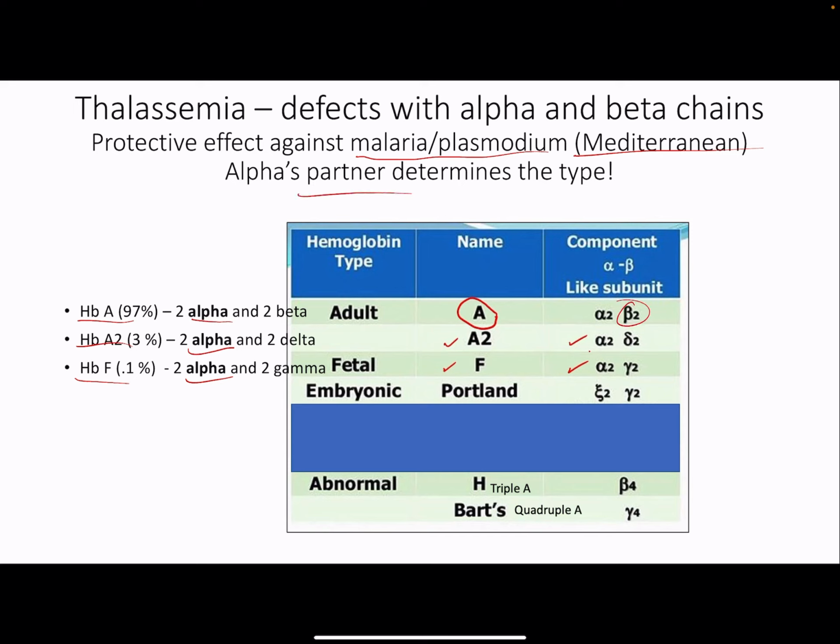So A is going to be because of the beta, A2 is going to be because of the delta, and then the fetal is going to be because of the gamma. And we'll ignore this one. And then the abnormal ones, the H and the Barts. This will be triple thalassemia alpha, and this will be quadruple thalassemia alpha. I'll talk more about this in a hot second.